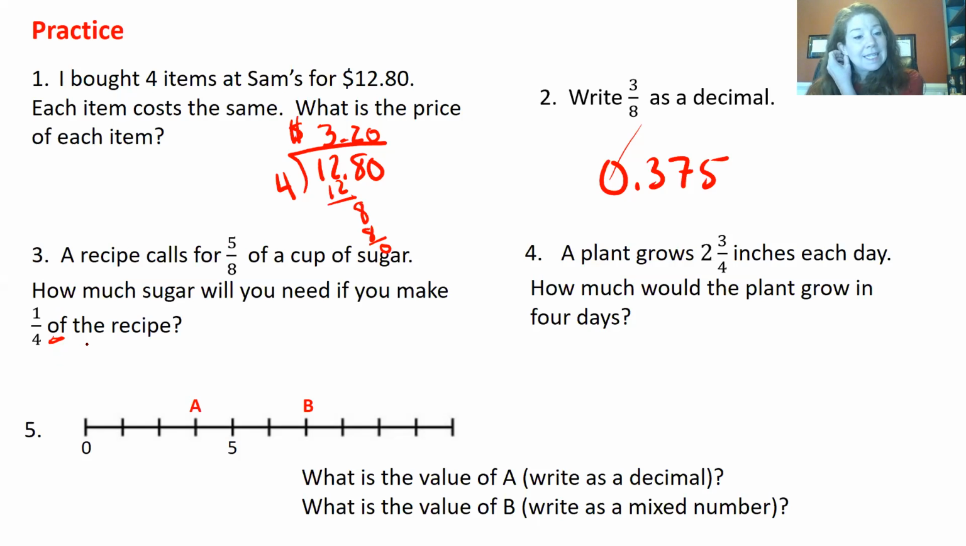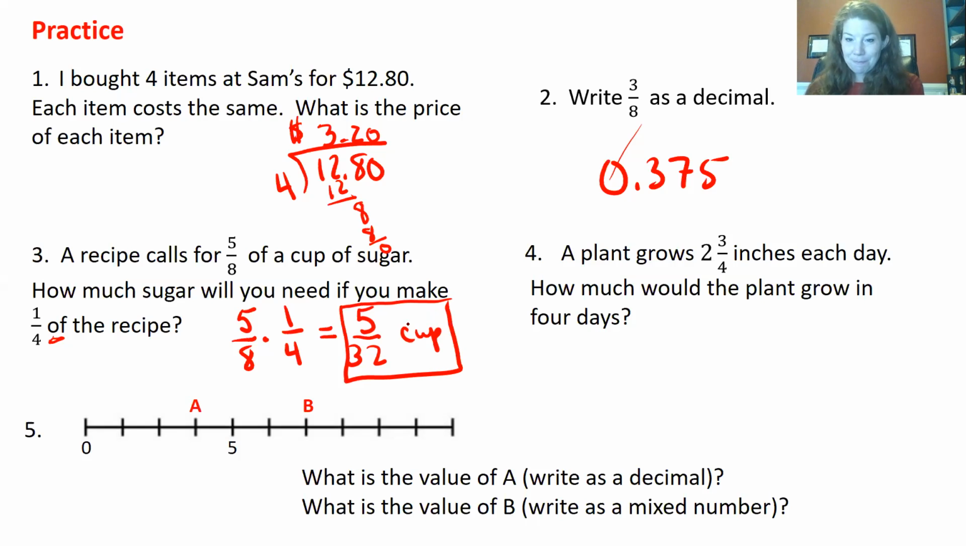We're not dividing it into a fourth equal pieces. We want to know what is 1/4 of 5/8. So this is actually a multiplication problem. 1/4 of 5/8. So we're going to multiply straight across. So 5 times 1 is 5, and 8 times 4 is 32. So if we're going to make 1/4 of the recipe, we would need 5/32 cup of sugar. I have no idea how to measure that, but that's the answer as well.